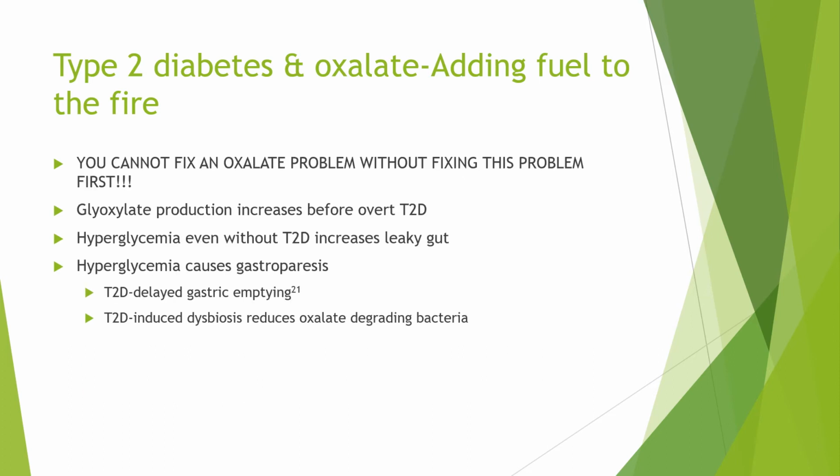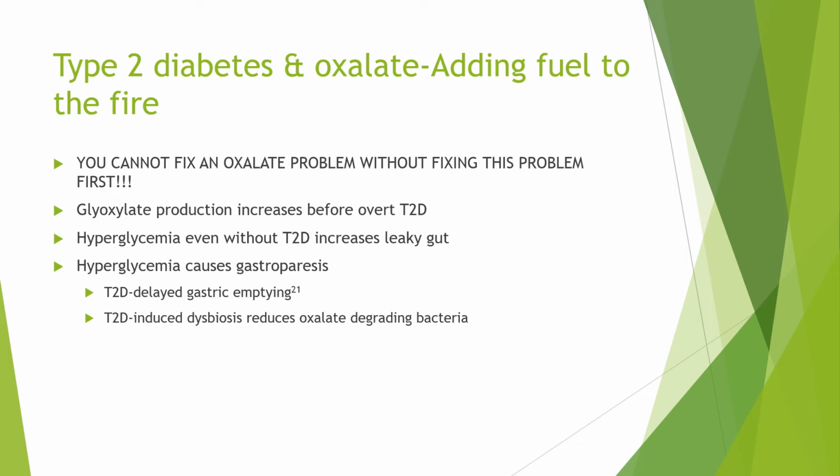On top of all this, you're going to have the glyoxylate problem and the oxalate absorption problem, and you don't necessarily need to have type 2 diabetes to have these problems. You're also going to experience hyperglycemia, which is going to cause gastroparesis. So stuff is going to sit in your stomach longer. You're going to have delayed gastric emptying, and this kind of acidic environment promotes oxalate absorption. So you're going to absorb more oxalate. Even if you don't have leaky gut, you're going to absorb more from your stomach.